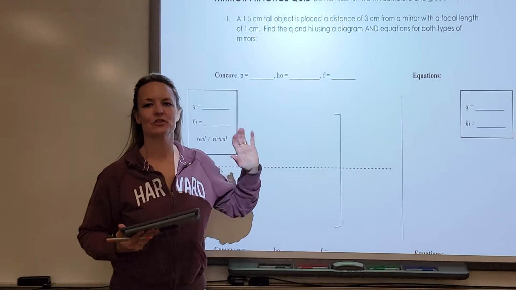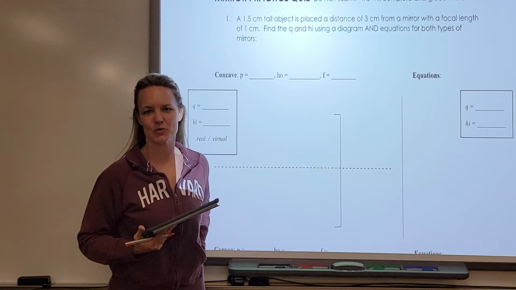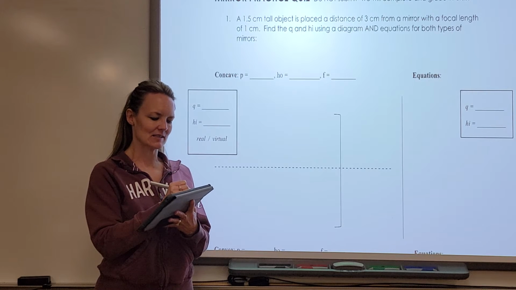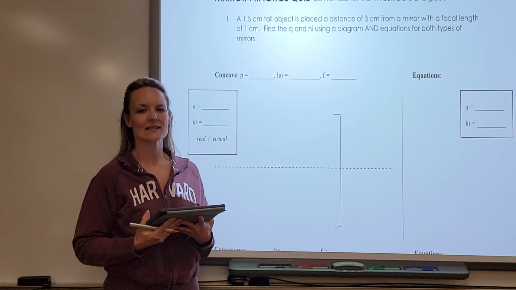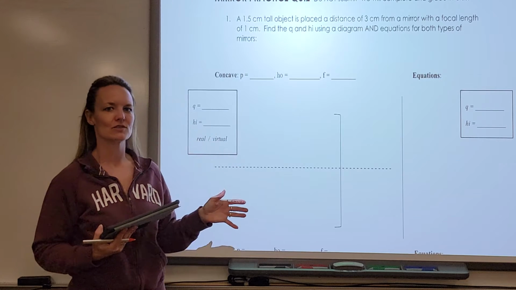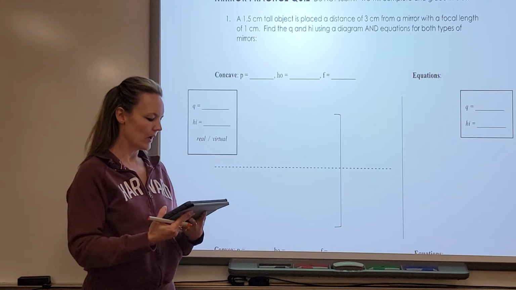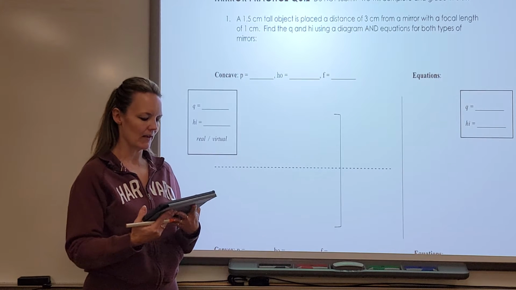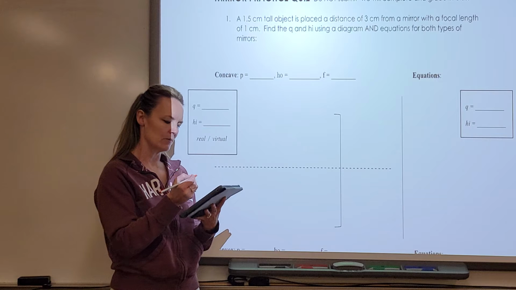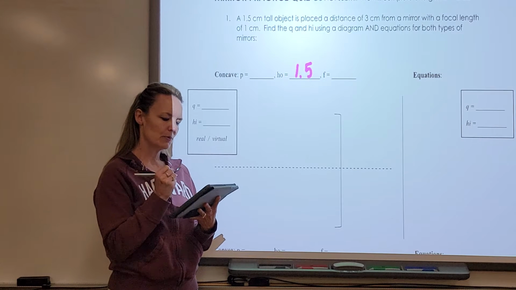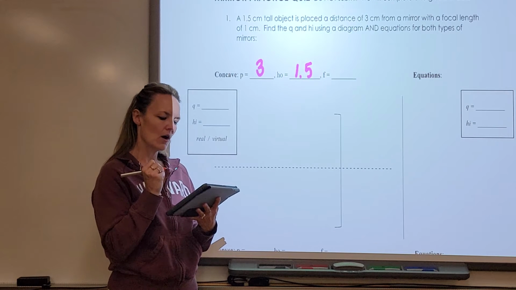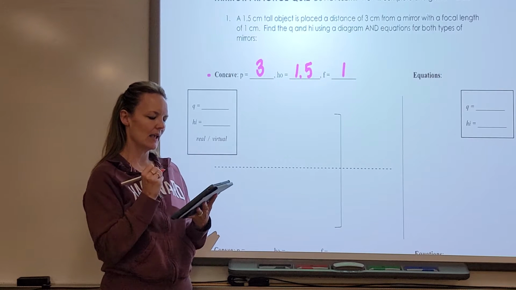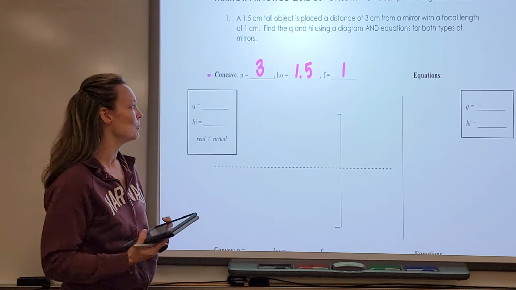So pause and try the practice quiz if you feel like you'd like a little extra practice before you actually do one for points. So I am on page 6 in your mirror packet. Once again, you do not have to submit this for points, so please don't try to find a submission for it. All right, so we have 2 sets of mirrors. The first one is concave. I have a 1.5 centimeter tall object. It is placed a distance of 3 centimeters away from a mirror with a focal length of 1. It is a concave mirror, so that F is going to be positive.